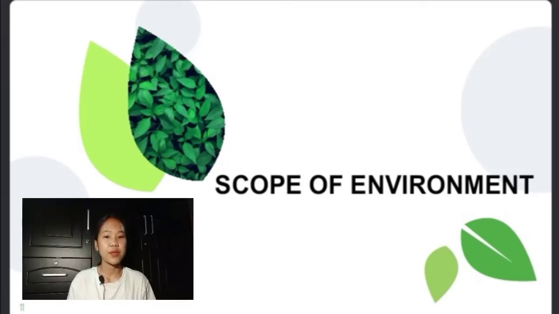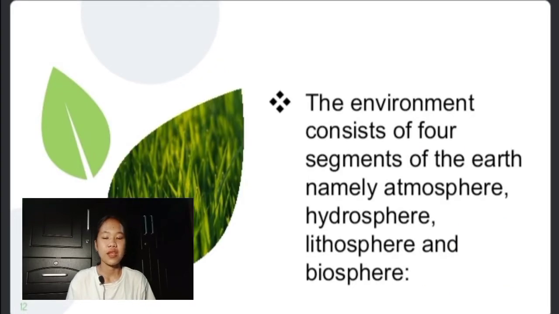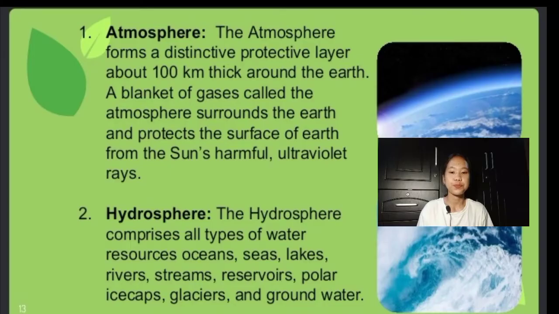So now I'm going to discuss the scope of environment. So the environment consists of four segments of the earth, namely atmosphere, hydrosphere, lithosphere, and biosphere. So the first is atmosphere.